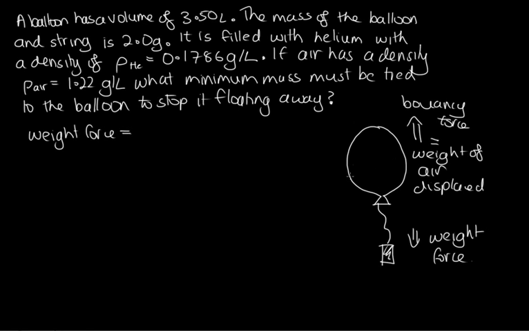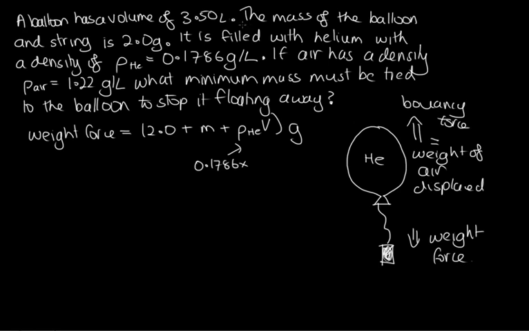So there's three things contributing to the weight force, three masses. We've got the mass of the balloon plus the string, which we're told is 2.0 grams. We've then got the mass which we tie onto it, which we need to find. So let's call that M. And then finally, we've got helium inside the balloon, and so we've got the mass of that helium as well. So that's the density of helium times the volume of the balloon. And then to make it into a weight force, instead of just a mass, we need to multiply that by g.